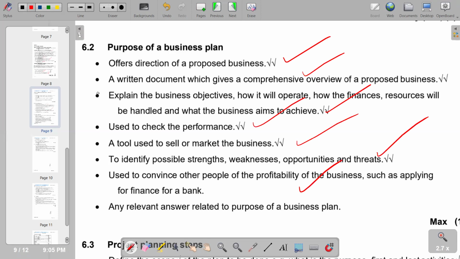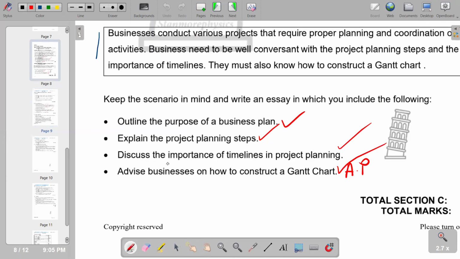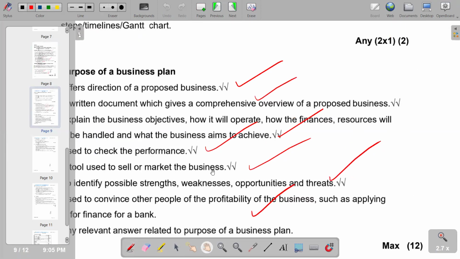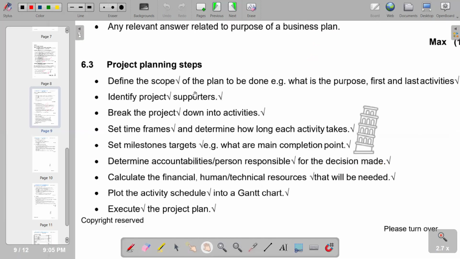So that we go to the next part whereby we explain the project planning steps. What are the project planning steps, and to explain those steps. So these are the steps: define the scope of the plan to be done, identify project supporters, break the project down into activities, set time frames, and determine how long each activity takes. Set milestone targets. For example, what are the main completion points? So these are the points on project planning steps.